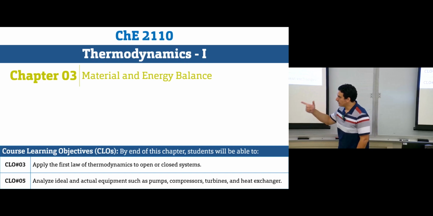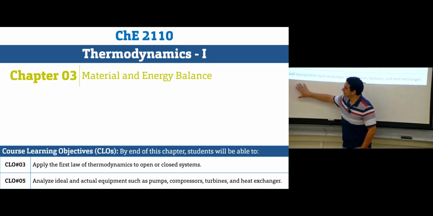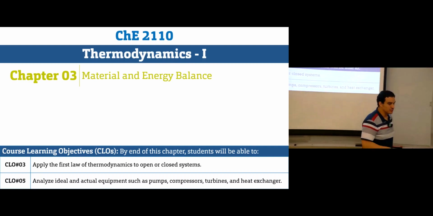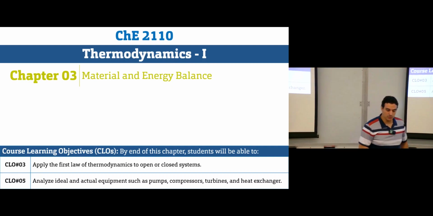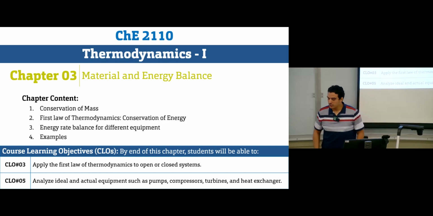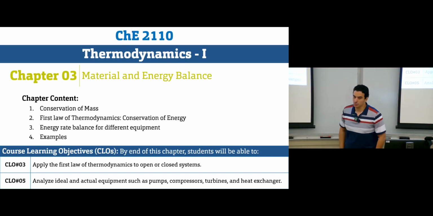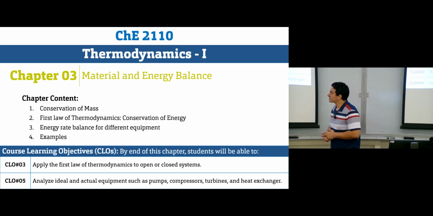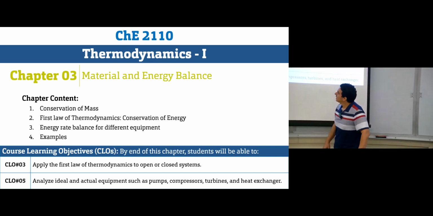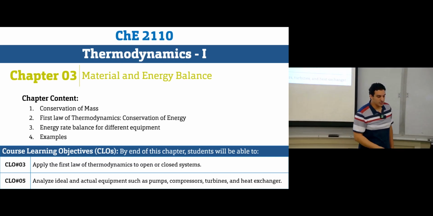And then we need to know how to use this first law of thermodynamics to analyze different equipment. In terms of the efficiency, we need to study the pump, turbines, compressors, nozzles, heat exchangers. So we will make all this analysis. By doing this, we need to cover 3 points actually. We need to start with the conservation of mass, then the first law of thermodynamics, which is conservation of energy. Then we will have several examples on applying the energy balance for different equipment.